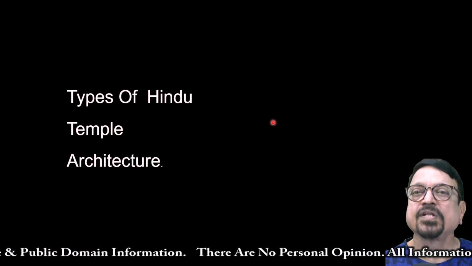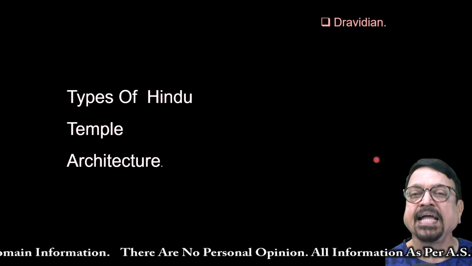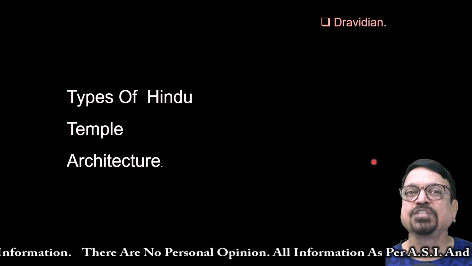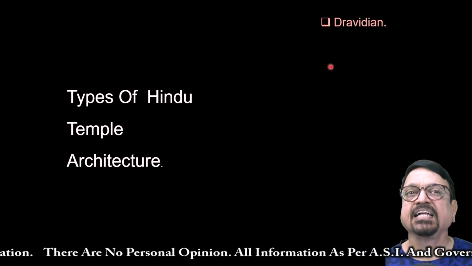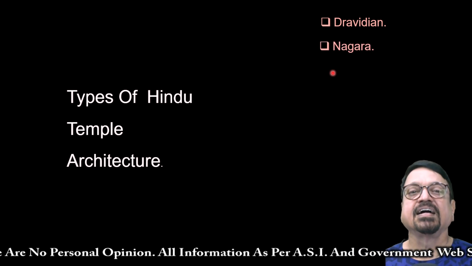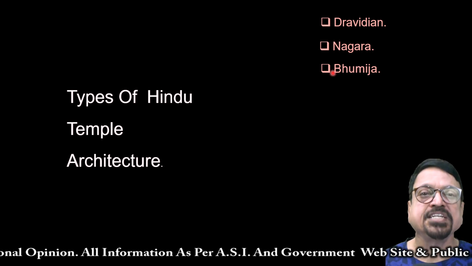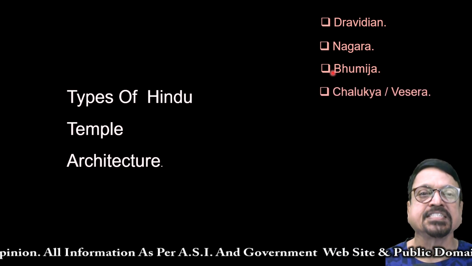Now, what are the types of Hindu temple architecture? First we'll see the main ones, and then the subsequent ones. First is the Dravidian style, then the Nagara. We have seen already these two major types. Then the Bhumija are the variants. Now we are seeing variants.